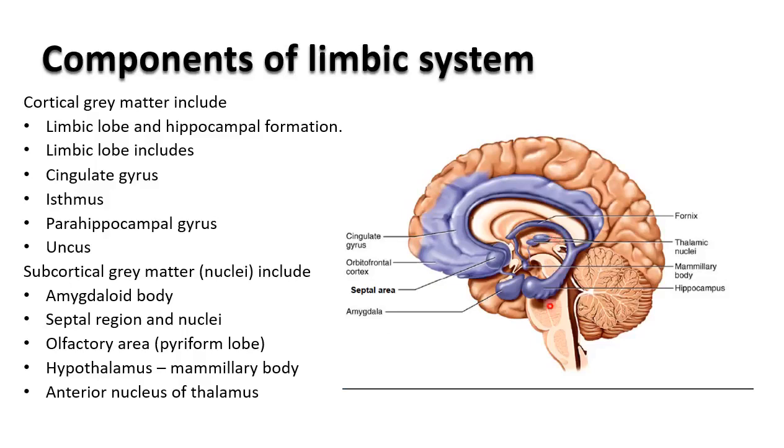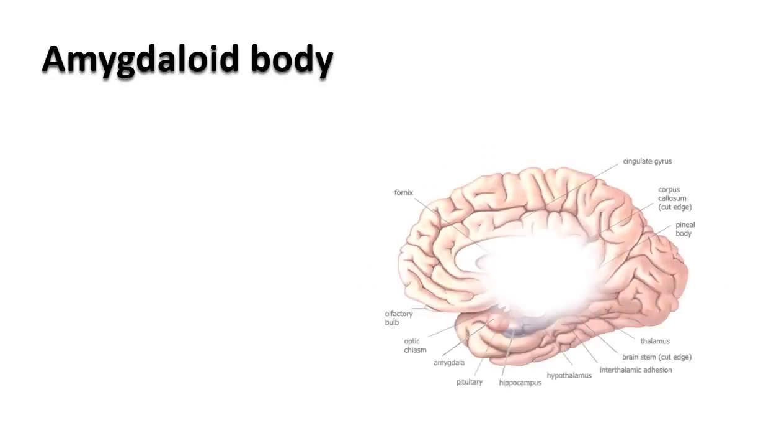I have not discussed the hippocampal formation. So I will come to the hippocampal formation after we discuss mainly your amygdaloid body and the septal region, because hypothalamus and thalamus we have already discussed in detail in the diencephalon. So now coming to the amygdaloid body.